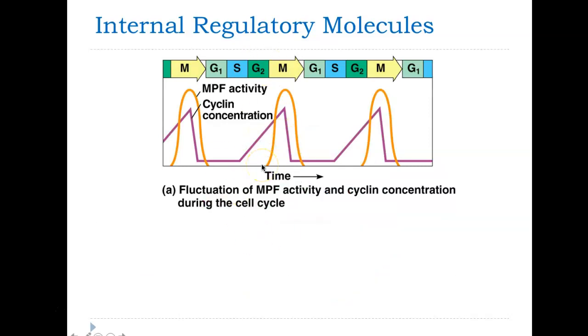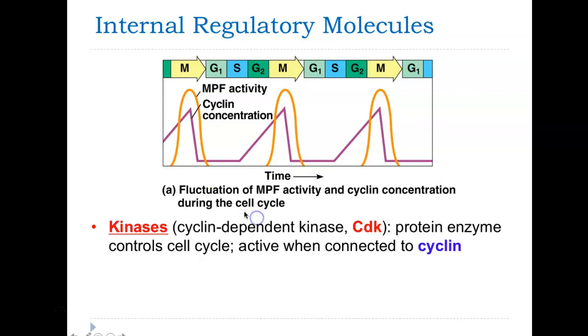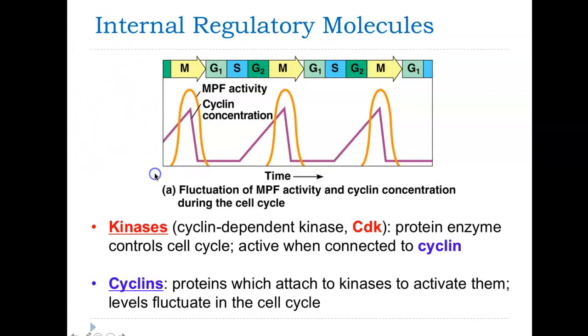So there are chemicals that fluctuate during the cell cycle that help push a cell into mitosis. And we're going to talk about what these compounds are, what these chemicals are that help push a cell into mitosis. So you have these things called kinases. You've seen the word kinase before. They're enzymes that control the cell cycle. So you have kinases, and then you have other proteins called cyclins. So what do I want you to know?